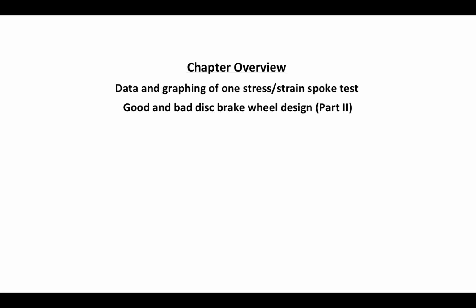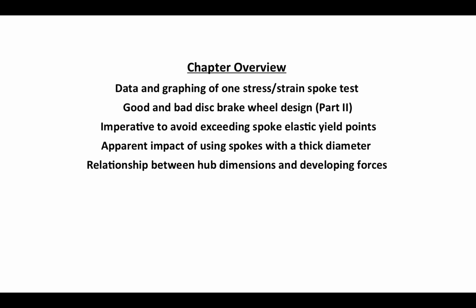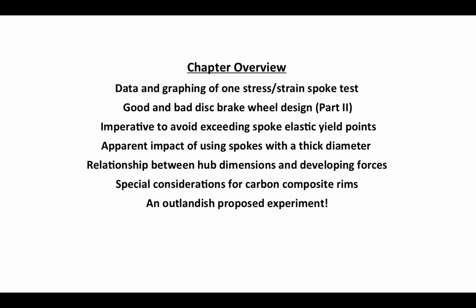In this chapter, we will cover data and graphing of one stress-strain spoke test, good and bad disc brake wheel design, part 2, the imperative to avoid exceeding spoke elastic yield points, apparent impact of using spokes with a thick diameter, the relationship between hub dimensions and developing forces, special considerations for carbon composite rims, and then an outlandish proposed experiment.